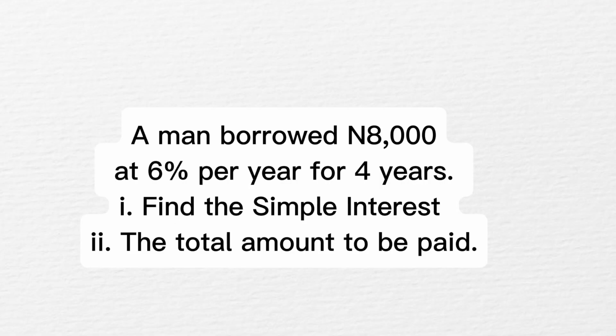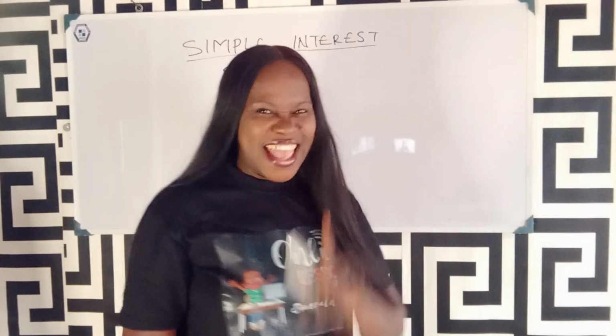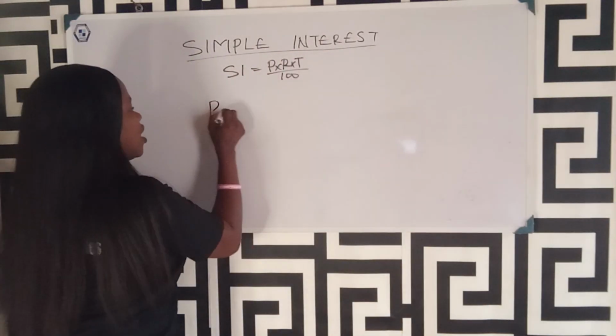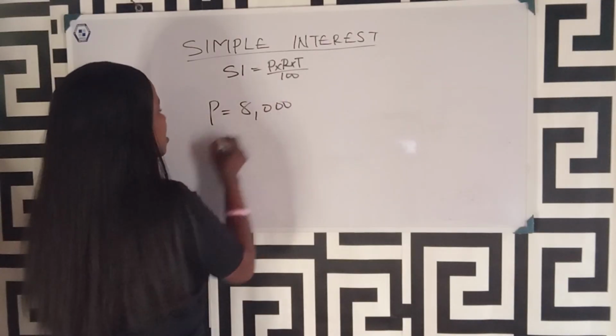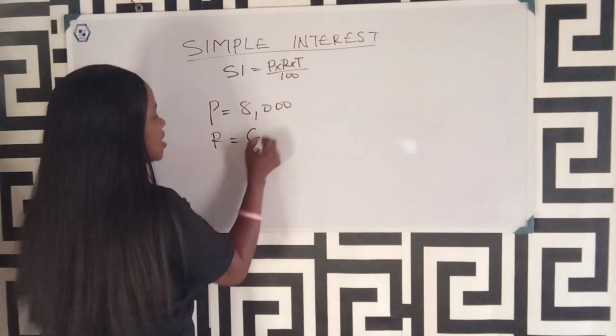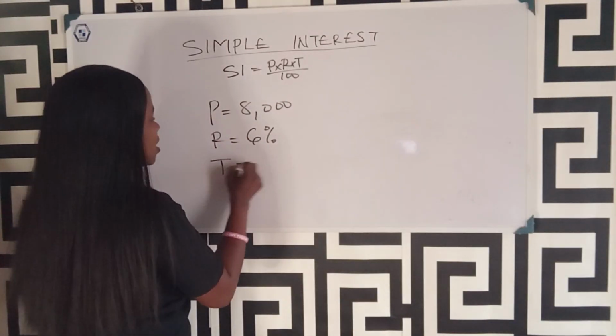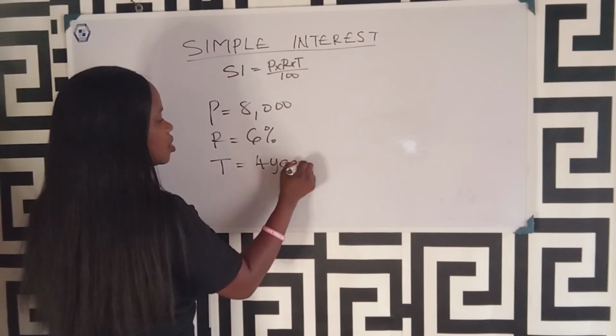A man borrowed 8,000 naira at 6% per year for 4 years. Find the simple interest and the total amount to be paid. So what's the principal in that question? 8,000. Principal equals 8,000. And what is the rate? The rate is 6%. And the time is 4 years.